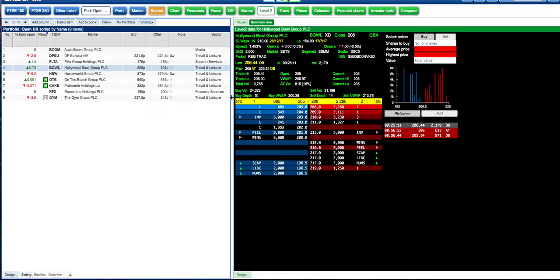Level 2 isn't part of my process. It's interesting to watch. Sometimes if I'm looking for an exact entry on a swing trade, it might come into play, but very rarely. It's just not pertinent to what I do. Some people put more weight on it.